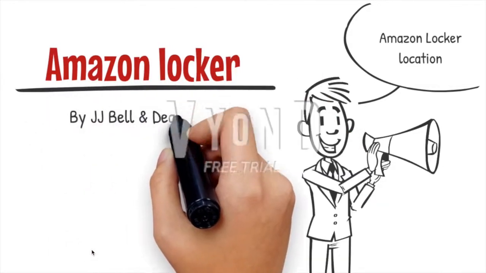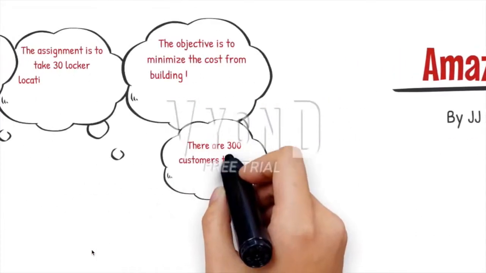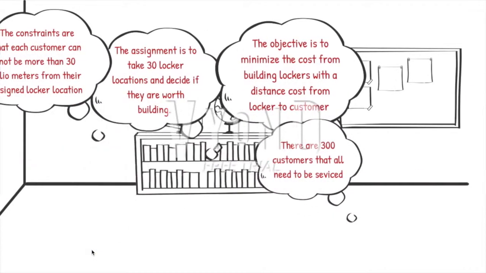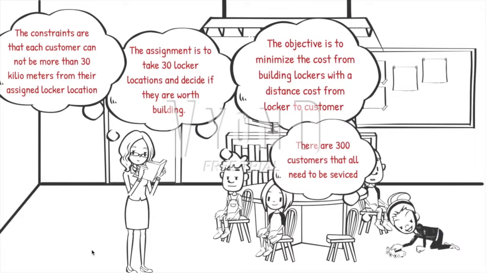I will be talking about the Amazon Locker problem. This is by JJ Bell and Dean Palmer, so let's get right into it. First, we have 300 customers that all need to be serviced. The constraints are that each customer cannot exceed 30 kilometers from their assigned locker location.